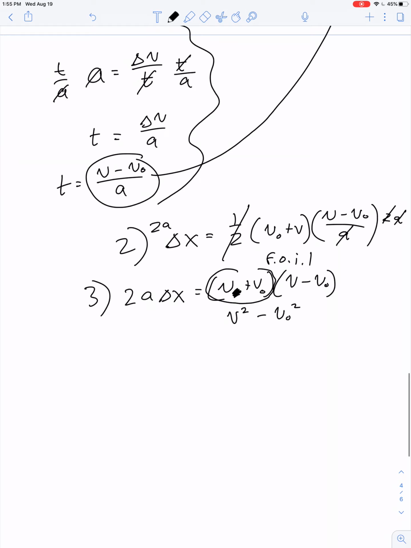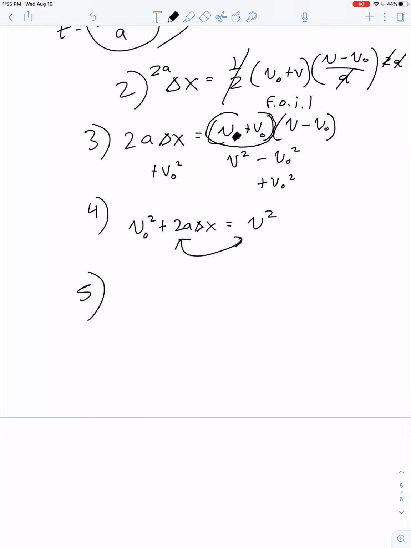Yeah. Okay, so then step number 4, what if I just add v naught squared to both sides of the equation? I get v naught squared plus 2a delta x is equal to v squared. And then if I transpose the equation, v squared equals v naught squared plus 2a delta x. So now I feel a lot better.